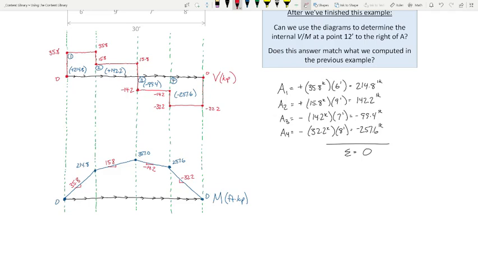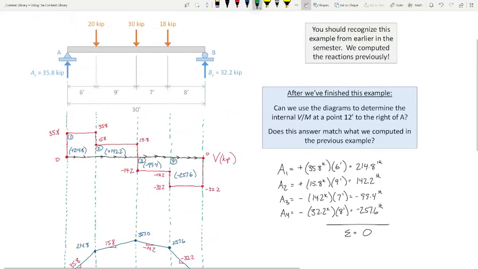So this seems pretty easy, right? Now let me show you something. Let's go to that. This is what we did last time. We said that if we cut a section 12 foot from the left support, we get 15.8 for shear, 309.6 for moment. Does this tell us the same thing? Well, let's see. Okay, so we go 12 feet from A, so we're about like that. So that's section 1-1, where this is 6 feet.